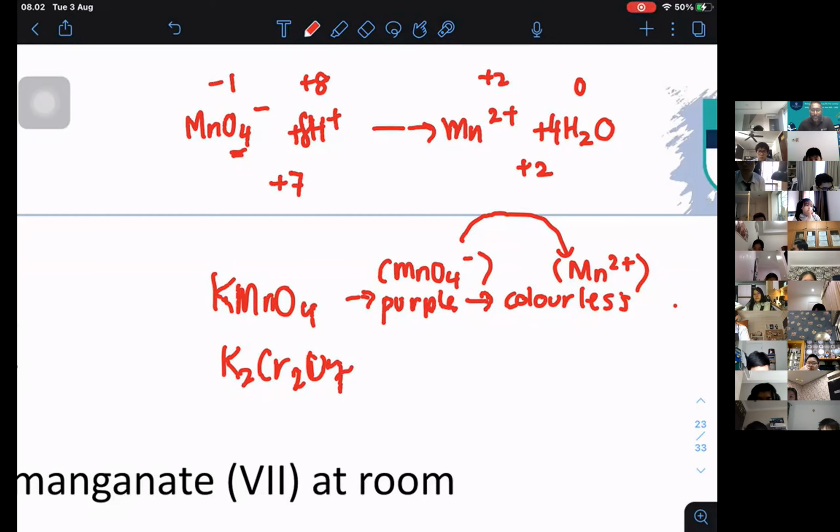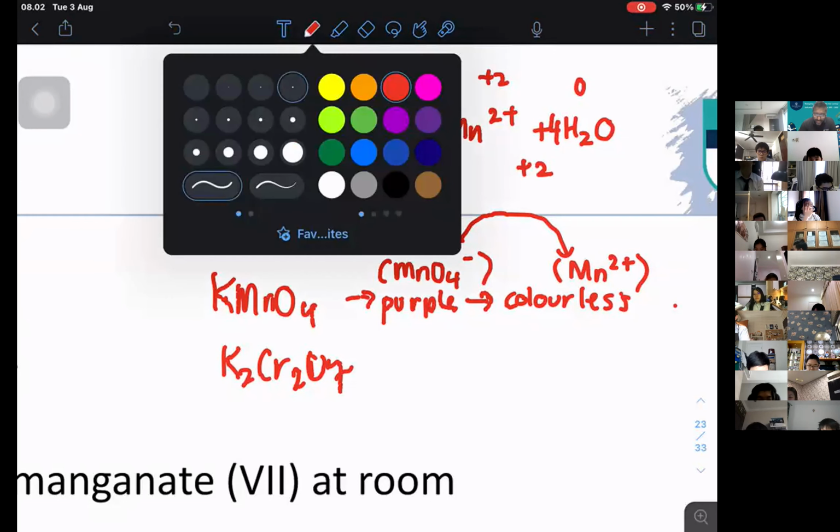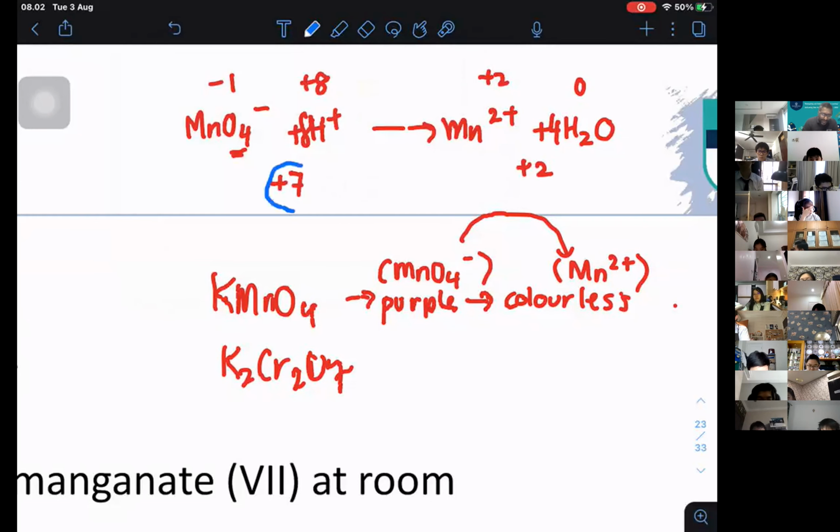So how do I make the charges the same? The only way to balance the charge is by adding electrons. An electron is negative 1 charge, so I need to add 5 electrons. When I add 5 electrons, it means minus 5, and you will get plus 2. Plus 2 and plus 2 is balanced. So this is the half equation. I'm just teaching you about redox also.